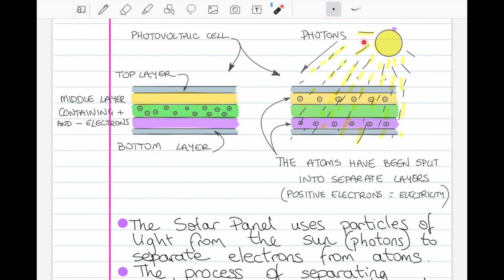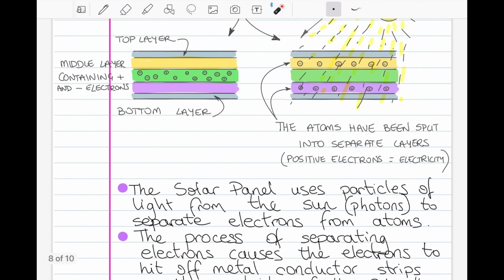Then the sun shines, or hopefully the sun shines. When the sun shines, the photons released from sunshine cause this middle layer to separate into positive and negative electrons. So negative electrons go one direction, positive go the other. And we need positive electrons for generating electricity. So that's what happens. That's literally what happens within the tube.